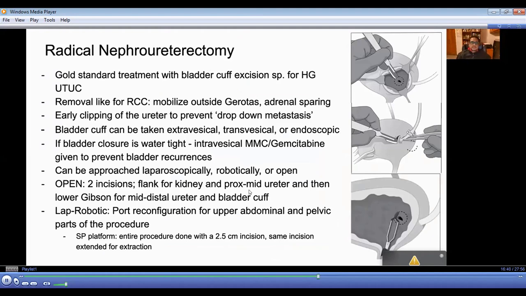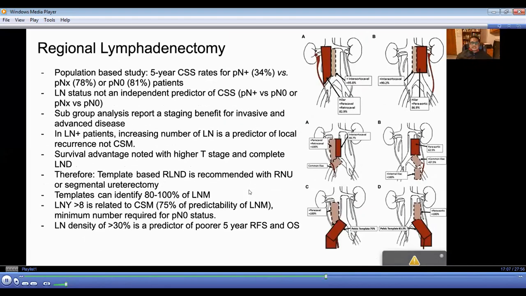I won't go into the details, but you take the kidney out exactly like for your RCC, mobilize outside Gerota's. You can do adrenal sparing if there's no obvious involvement. It is recommended to do an early clipping of the ureter in order to prevent drop-down metastases of the tumor. Bladder cuff can be done with various methods. You can do it endoscopically, you can do it with transvesical or extravesical approaches.